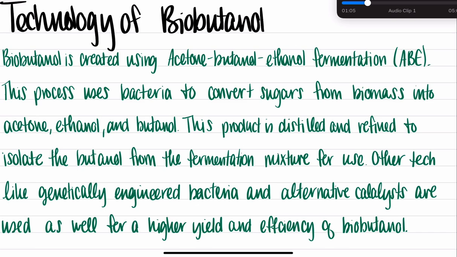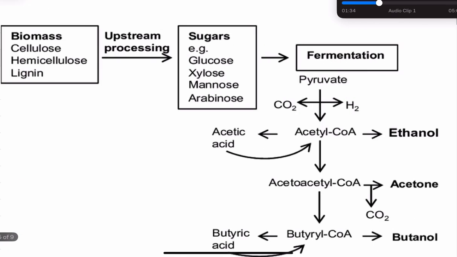Technology of biobutanol. Biobutanol is created using acetone, butanol, and ethanol fermentation, or ABE fermentation. This process uses bacteria to convert sugars from biomass into acetone, ethanol, and butanol. This product is distilled and refined to isolate the butanol from the fermentation mixture for its use. Other tech, like genetically engineered bacteria and alternative catalysts, are used as well for a higher yield and efficiency of biobutanol. So here we have a little structure to show you the process.